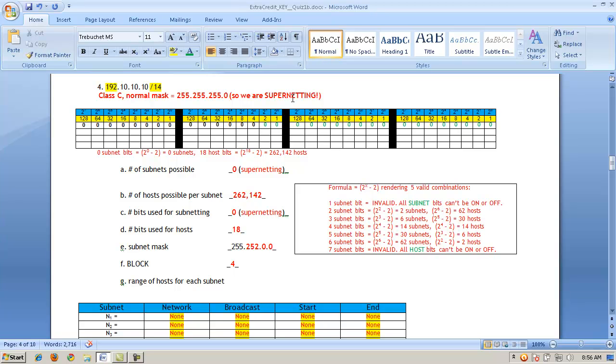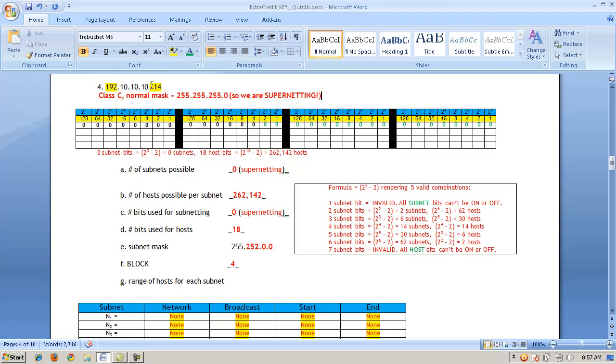When you supernet, you take bits away from the network portion and give them to the host portion. So you get a bigger broadcast domain when you supernet, and a smaller broadcast domain when you subnet. There are situations where some organizations like to supernet, so we'll look at that as an example on a Class C address.